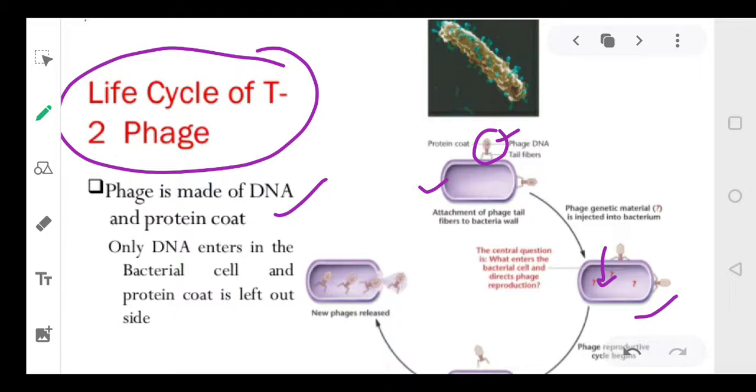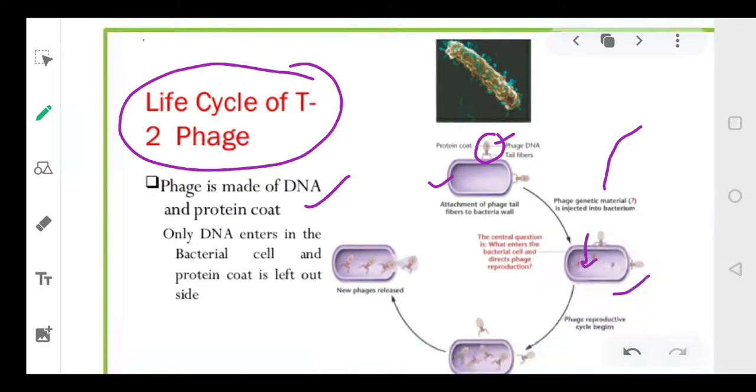This bacterial cell will then make multiple copies of the genetic material which is present in the bacteriophage, right? Clear? And this bacteriophage will be then released from the surface. They will multiply inside and then these bacteriophages, they will be released. Okay, this is the general life cycle.